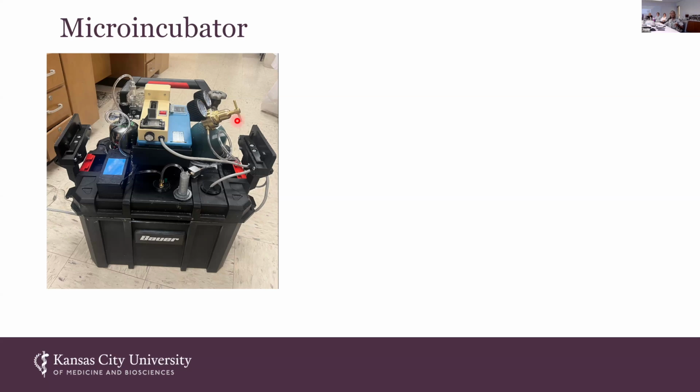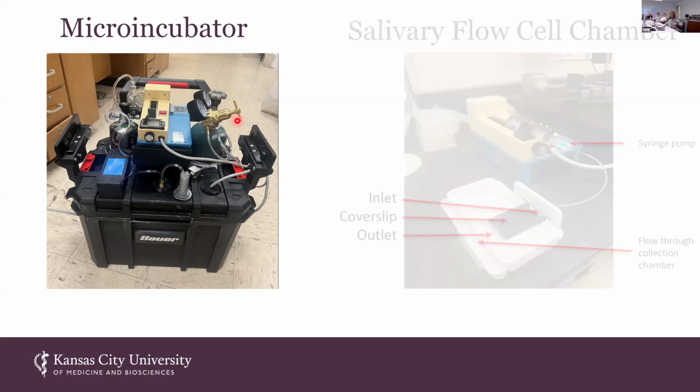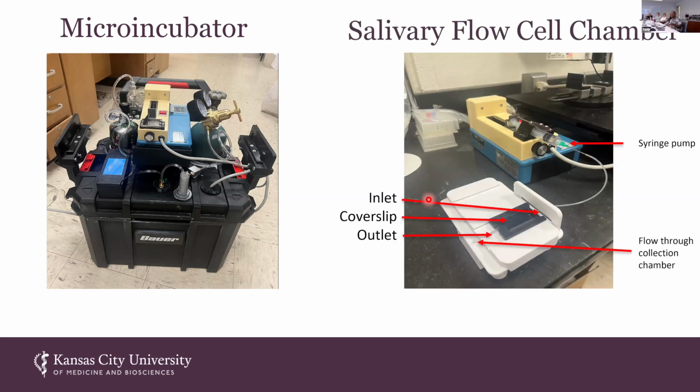And this microincubator also houses a salivary flow cell chamber, which is shown here. This is the chamber, and then this is a syringe pump. In the chamber, we can see the inlets. For this experiment, we seeded the inlet with bacteria from fresh saliva, and then we loaded the chamber with a low-acyl gellan gum at 0.5%.